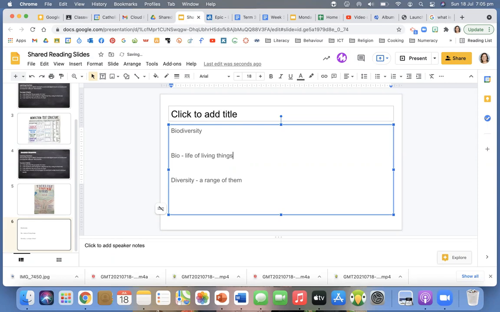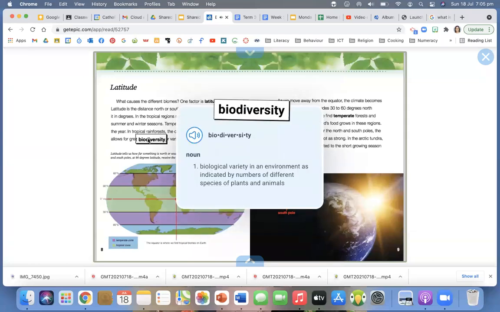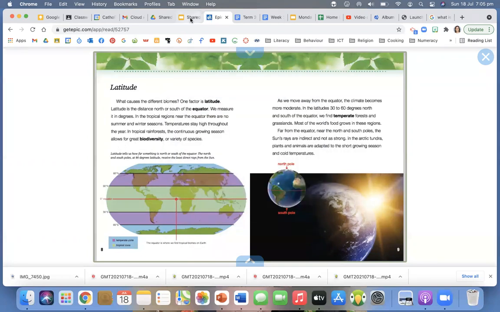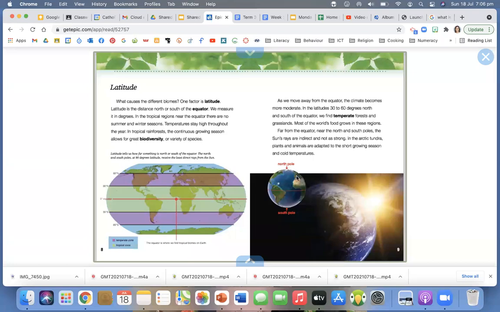living things. So if I'm thinking about biodiversity, it's telling me, okay, straight away, put it together. There is a range of living things. Let's see if I can fit that into my sentence. The continuous growing season allows for great biodiversity, a range of living things or a variety of species. I'm going to check and click on biodiversity. Biological variety in an environment as indicated by the number of different species of plants and animals, which are living things. Wow, great. Fantastic how I was able to use those inside the word strategies there and see those root words and those prefixes. All right, let's keep on reading.